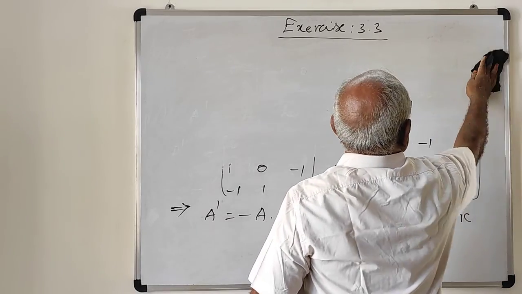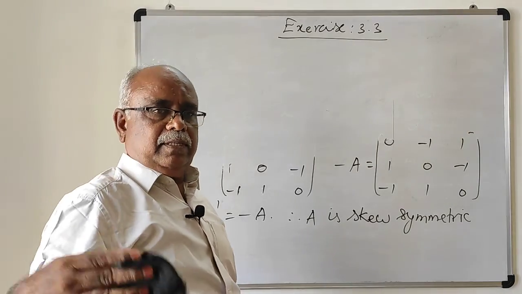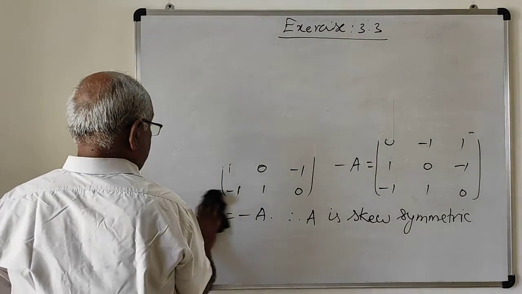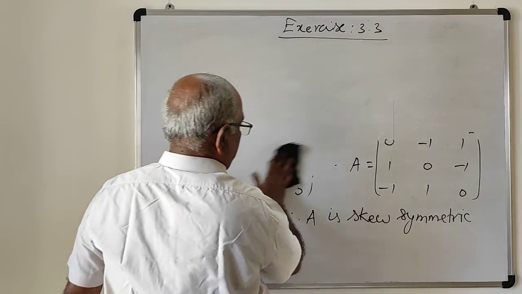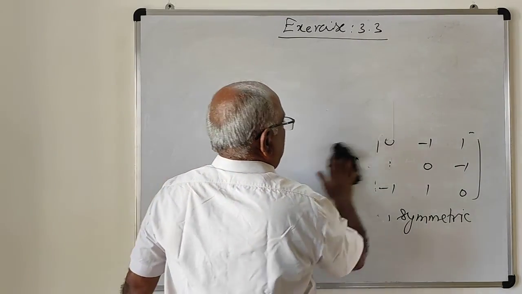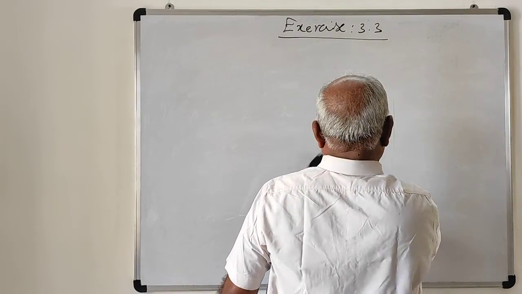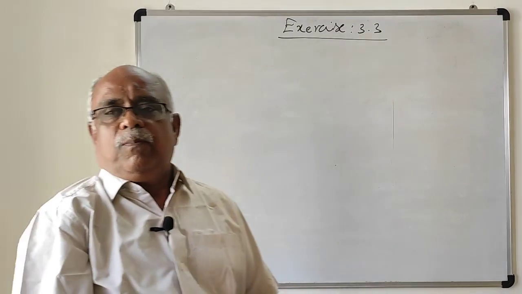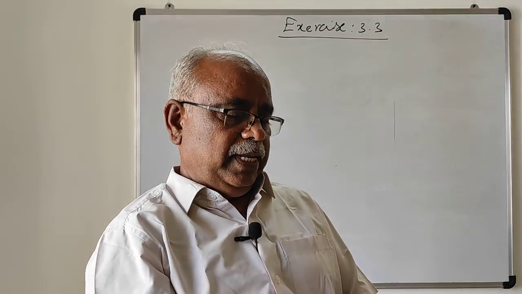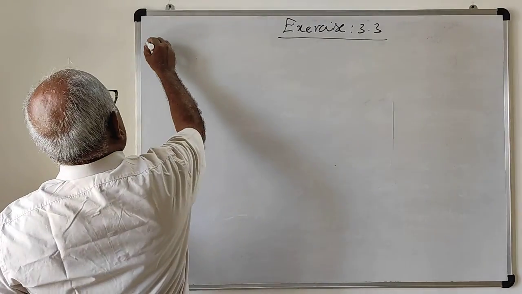So remember the simple idea: if a given matrix A and A dash are equal, it is symmetric. If A dash is minus A, then the given A is skew symmetric. Those are the two conditions you have to remember. In exercise 8, the problem is of the same type as the 7th problem, so try to solve the 8th sum yourself as practice, and I am going to solve the 9th one.